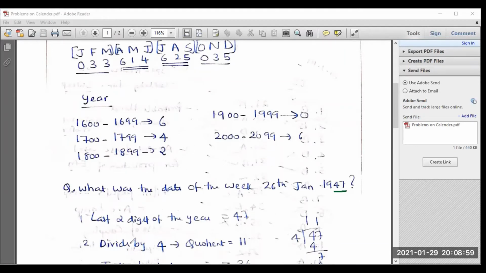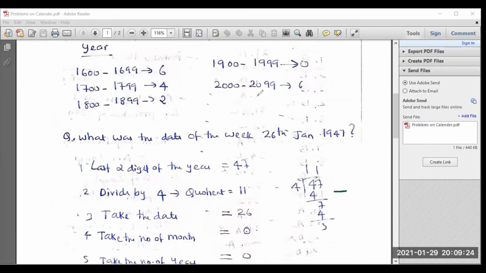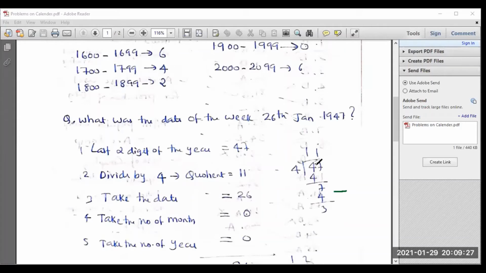Coming to the second one. Divide the last 2 digits of the year by 4. Which is the last 2 digits? 47. Okay, that is the last two digits of the particular year. You have to divide the last 2 digits of the year by 4. So I am going to divide. You can observe, I have just divided. What I am getting, you can tell. 47 divided by 4. Quotient is 11 and the remainder is 3. So take care of the quotient. You can note down the value of the quotient.